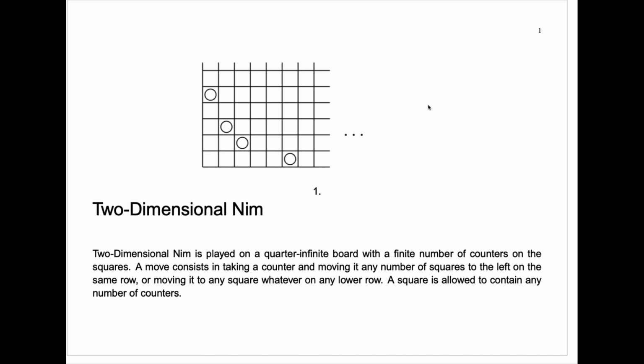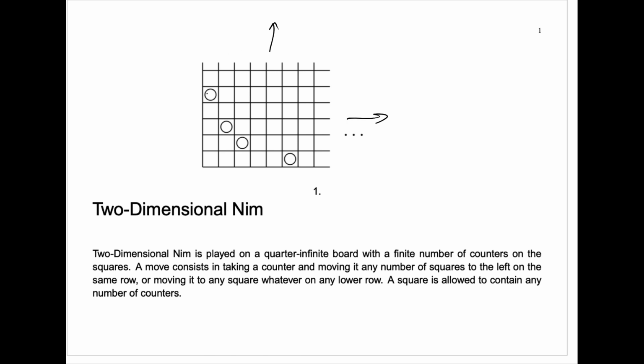Two-dimensional NIM is played on this quarter infinite board. That means it's infinite out in this direction and it's infinite in this direction, with a finite number of counters or squares. Here we just see an example position with 4 squares, but you could have any finite number of squares as an initial position. I'm sorry, any number of counters, these little circles, as an initial position.